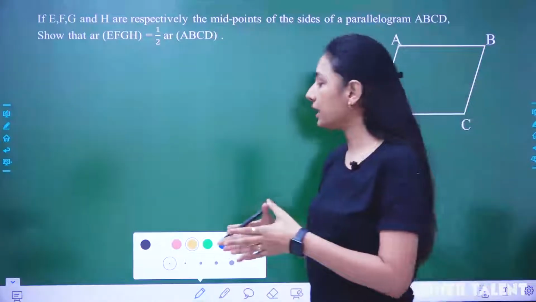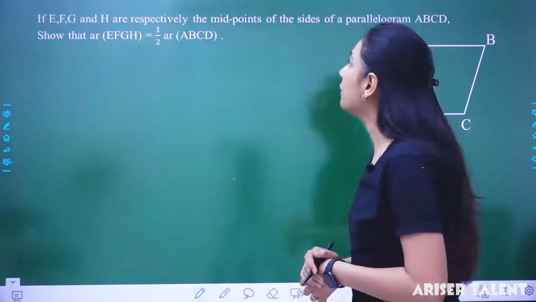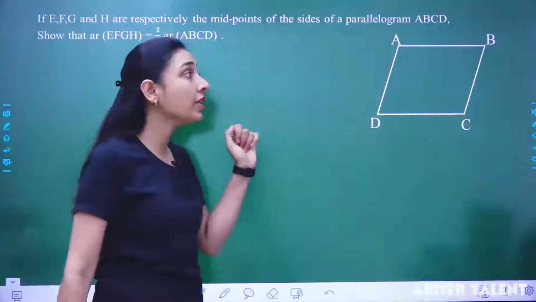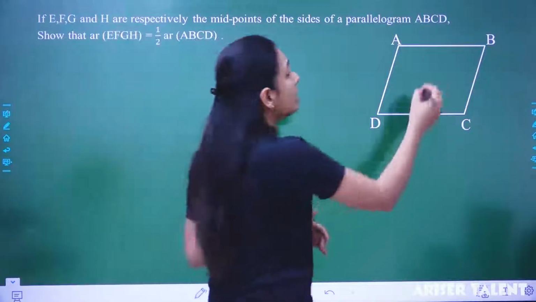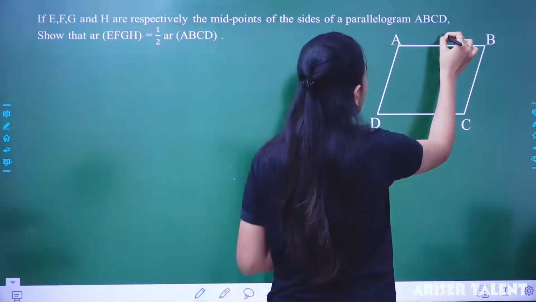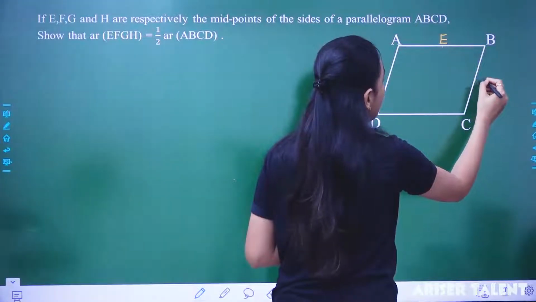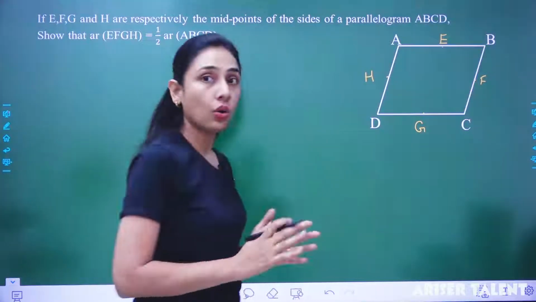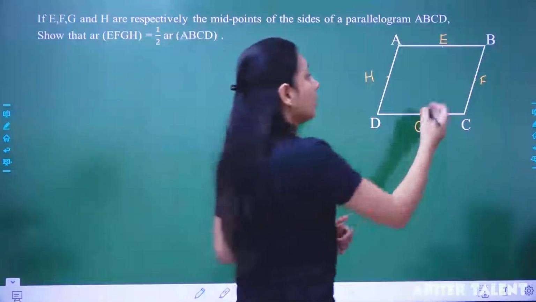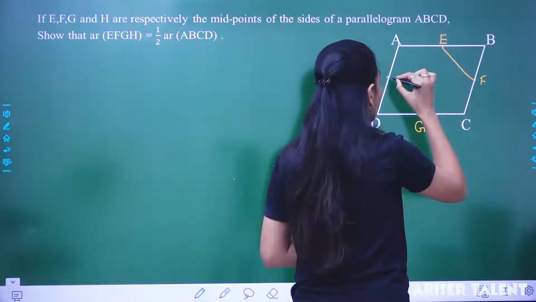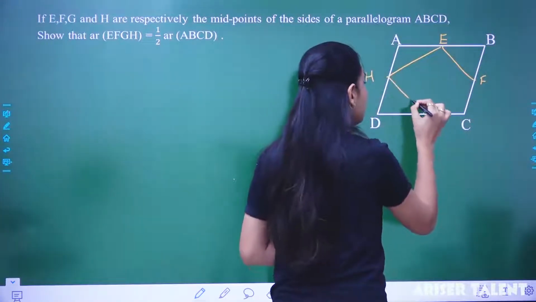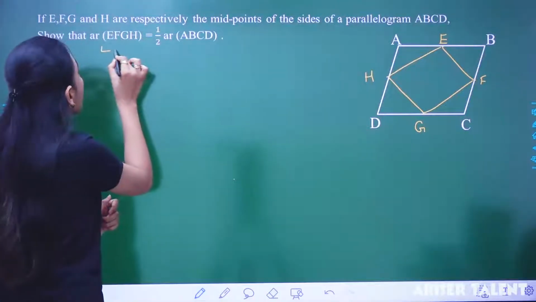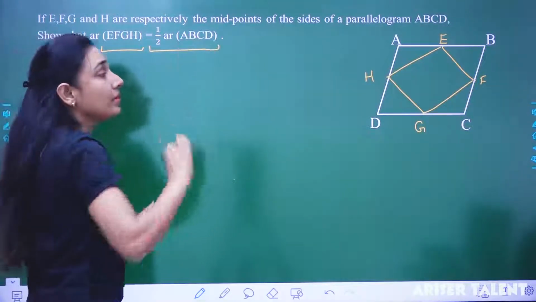So the theorem is: if E, F, G and H are respectively the midpoints of the sides of a parallelogram ABCD, which is given. ABCD is a parallelogram, and E, F, G, H are the midpoints of its sides, starting with AB. So this is E, this is F, this is G, and the last one is H. When I join these 4 points, I'll have a quadrilateral EFGH. Now, what do I have to prove? I have to prove that the area of EFGH is half the area of ABCD.